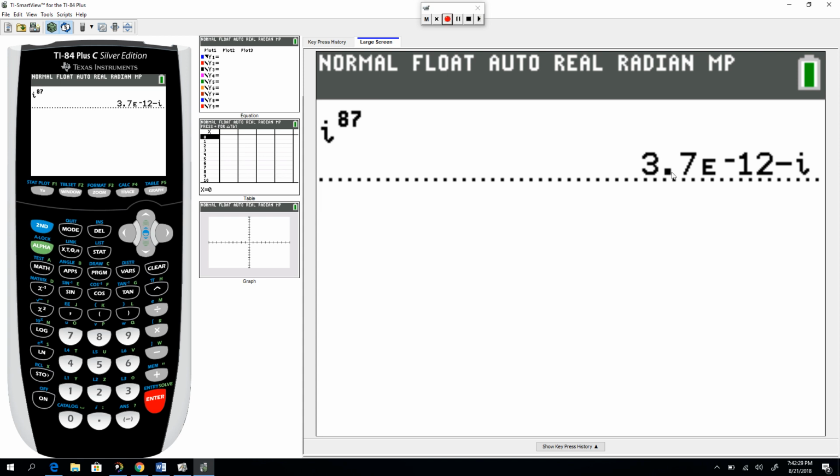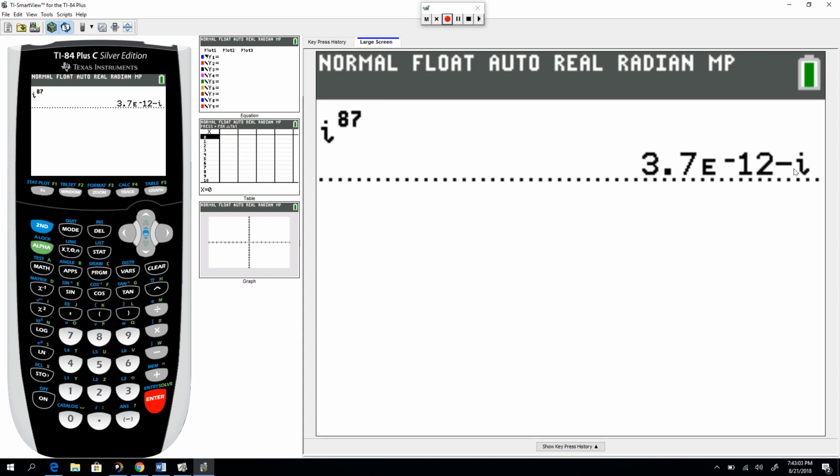Well, you need to interpret this for what it is. This is 3.7 times 10 to the negative 12. Remember scientific notation from science class? The E means times 10, so times 10 to the negative 12 power. Well, what's negative 12 power? That's moving this decimal to the left 12 times. So this is telling you that it's 0.0000000037, which is essentially 0. So this is 0 minus i.